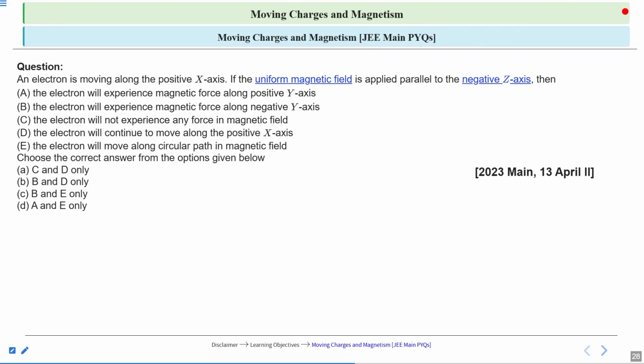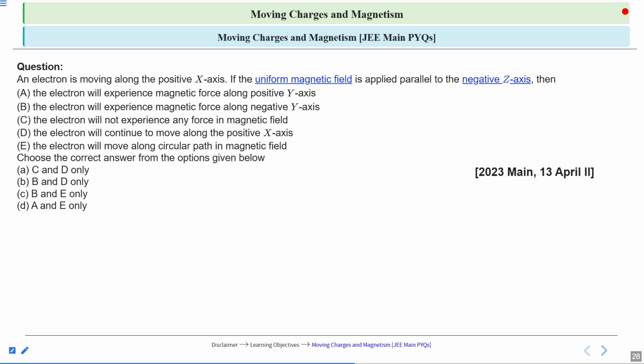Now the next question. An electron is moving along the positive x-axis. This is more of a conceptual question. The electron is moving along the positive x direction, and a uniform magnetic field is applied parallel to the negative z direction. You have to think about the directions accurately. Positive x-axis means velocity is in the direction of plus i cap, and the uniform magnetic field along the negative z-axis means B is in the direction of minus k cap.